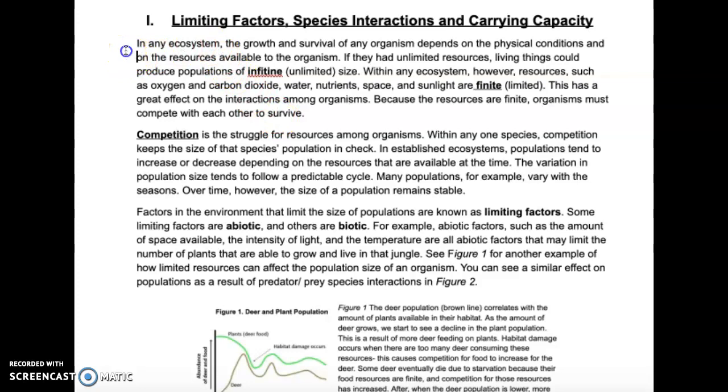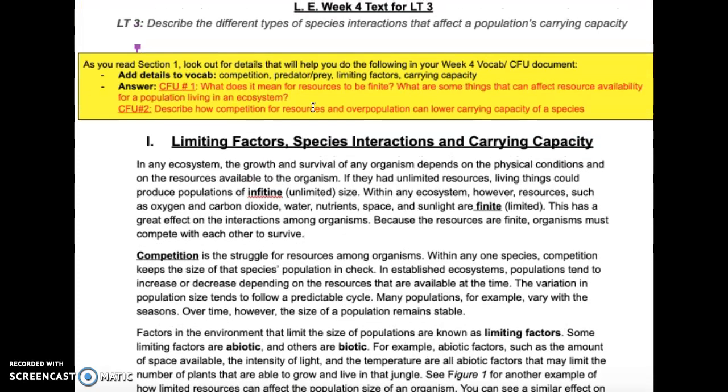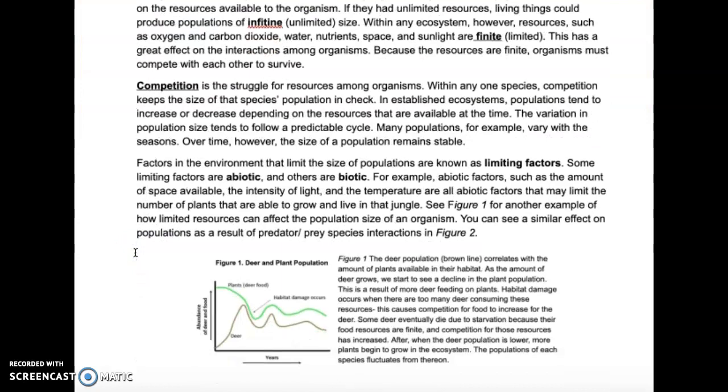So it sounds like there's a lot of information there to help us not only add information for the vocab word competition, but also answer that first check for understanding question. So if I were you, I would pause this and answer that check for understanding question in your document, and then play when you're ready to go back to that second paragraph. But right now I'm going to read the second paragraph.